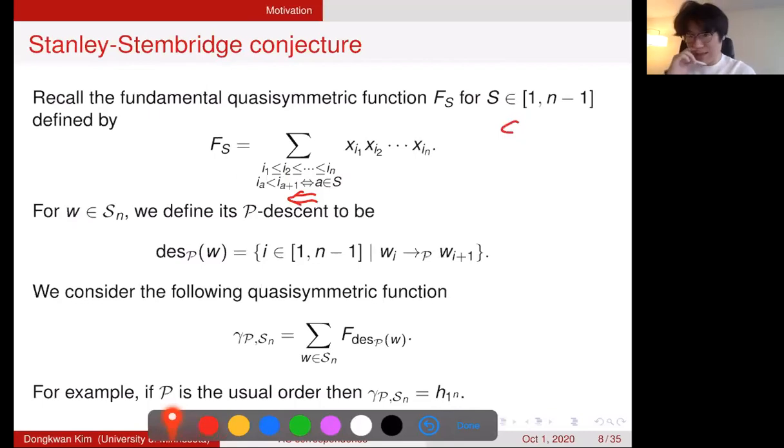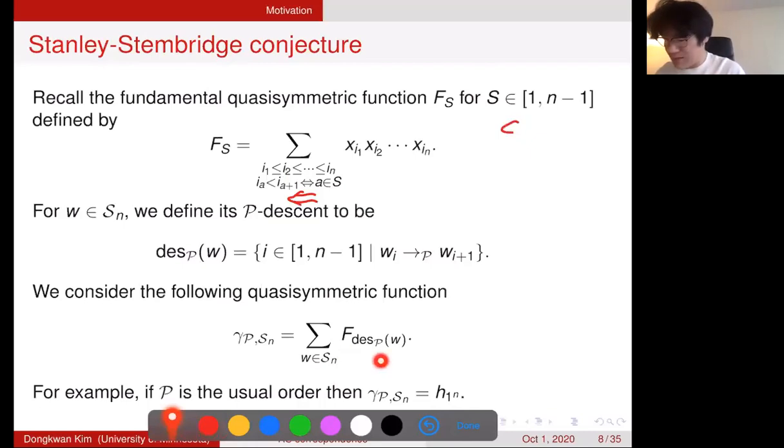For w in Sn, we define its P-descent this way. So here it is kind of a genuine P-descent. I mean, I want this number to be greater than this one. It's a usual descent, but I want these to be comparable in P as well, so that it is really a descent in P as well. So it's a genuine version. And I want this quasisymmetric function, the sum of these fundamental quasisymmetric functions where you sum over all these elements in Sn.